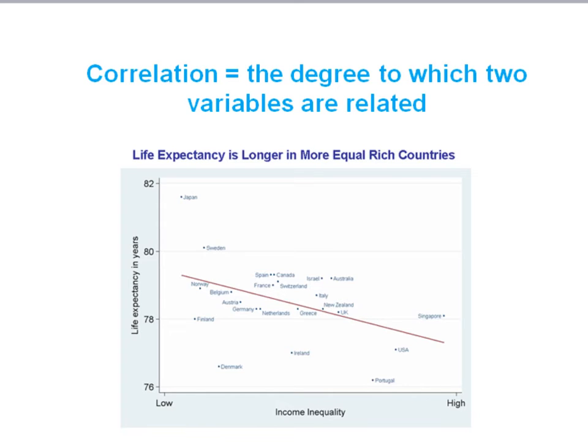So in this graph, we've got two variables. On the horizontal axis, we've got levels of income inequality, so that's the gap between the rich and the poor. And then on the vertical axis, the other variable, the other factor, is life expectancy. And what we can see in this particular graph is there's a very close correlation between levels of income inequality and life expectancy. So the countries that have the lowest levels of income inequality tend to have a higher life expectancy for their population than those countries that have high levels of income inequality.